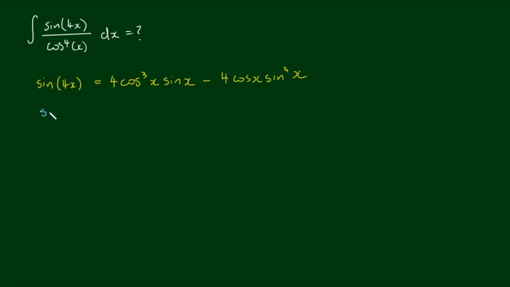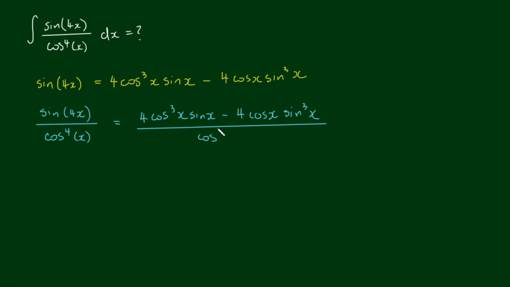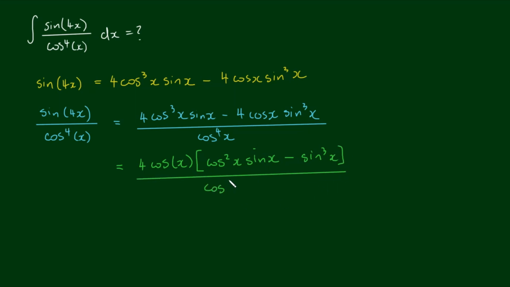Okay, so now the expression sine of 4x over cosine to the fourth power of x is equal to 4 by cosine cubed of x by sine of x minus 4 by cosine of x by sine cubed of x, all over cosine to the fourth power of x. So what I'm going to do now is to factor out a 4, factor out a cosine to the front. So I'm left with, inside brackets, cosine squared of x by the sine of x minus sine cubed of x over cosine to the fourth power of x.